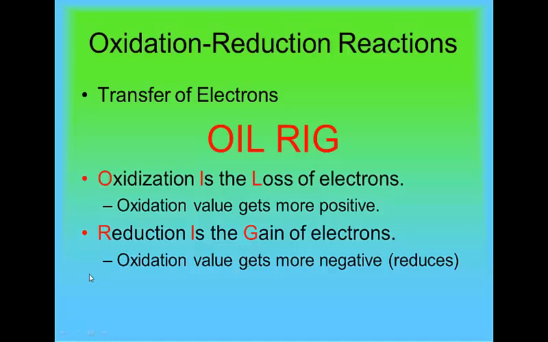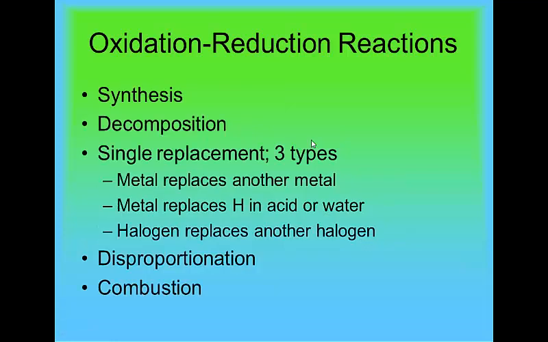We have a little mnemonic you can use to remember. And the first one is OIL. Oxidation is loss of electrons, and when you lose electrons you become more positively charged. Reduction is the gain of electrons. So OIL RIG: oxidation is loss, reduction is gain. This covers the reactions we just talked about in the last video: synthesis, decomposition, the three types of single replacement, metal replaces another metal, metal and hydrogen, halogen, disproportionation, and combustion. These are all redox reactions.